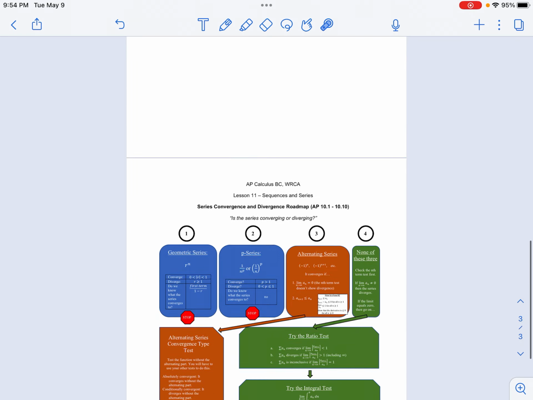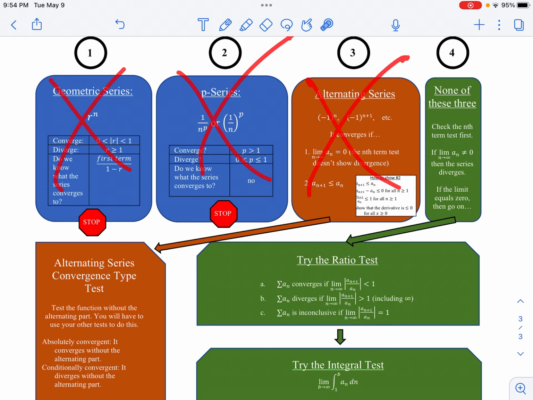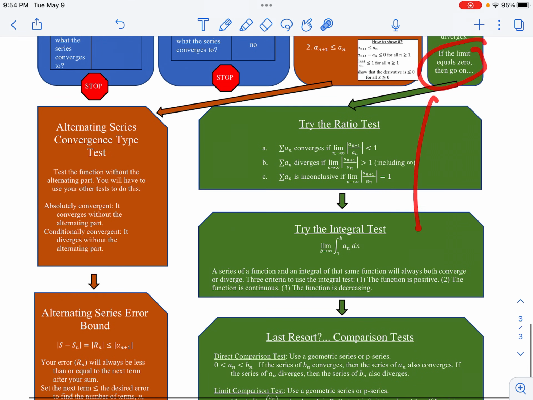Let me show you in the roadmap where we're at here. So we don't have a geometric or p-series. We haven't learned alternating series yet, but we'll assume we don't have that either. So then we do the nth term test, and we get equals 0, which is inconclusive. So now we start through a series of other tests.